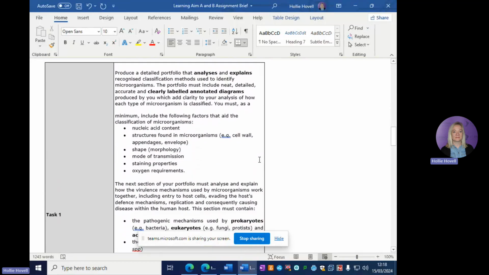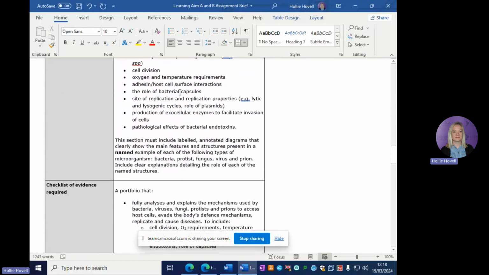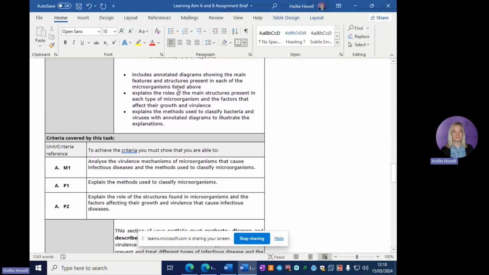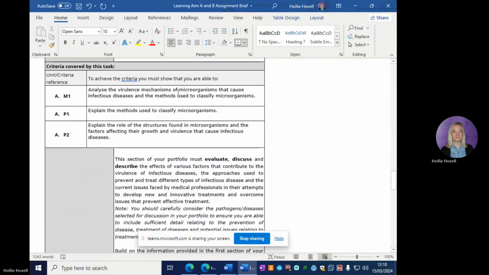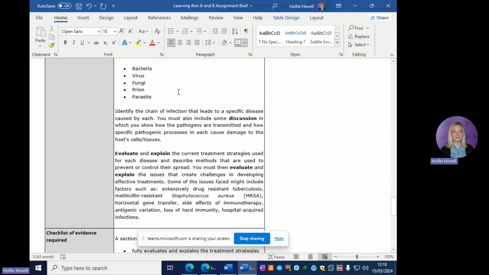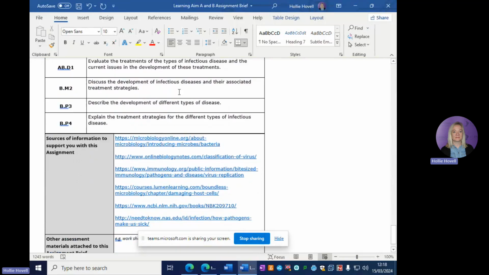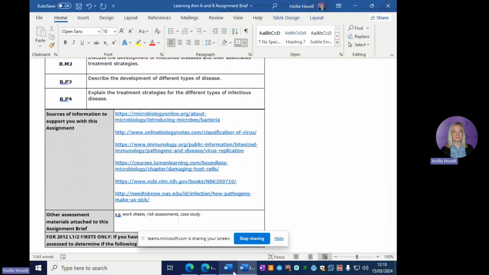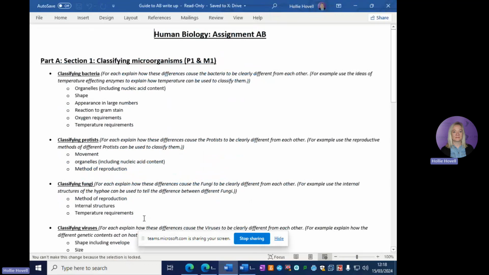So then the next section goes through the tasks. So you can look at these tasks and follow them through if you wish to. But what we have done for you is we've summarized all of these pages here into one document, which looks like this. So what I'm going to do now is I'm going to talk you through this document, which tells you what you need to write up for this assignment.